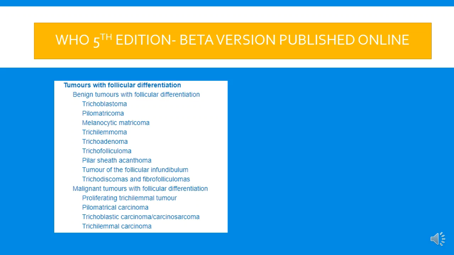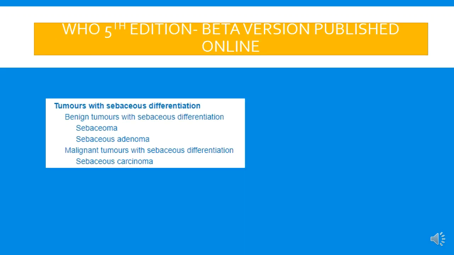These are tumors of follicular differentiation. Today we'll see in depth about tumors with sebaceous differentiation, which are sebaceoma, sebaceous adenoma, and sebaceous carcinoma.